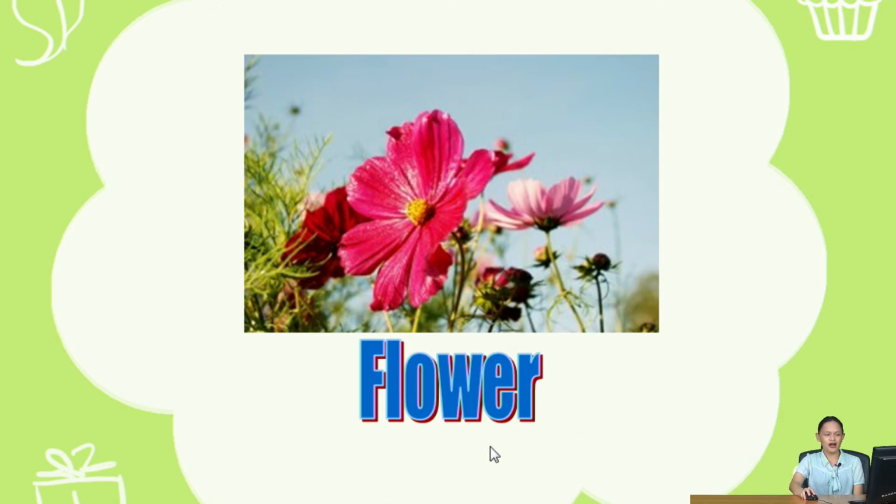That is our flower. Every tree has a flower that grows with them. So that is our flower. This picture shows an example of a flower.